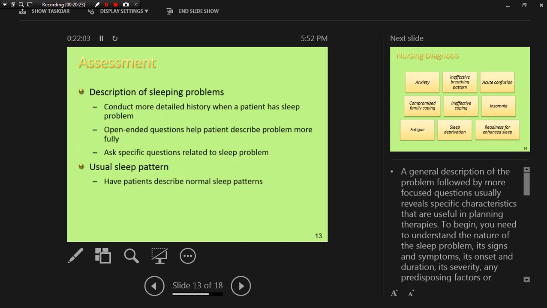All right, so if we looked at a more detailed description of the sleeping problems, right, we talked about that. We typically want to use open-ended questions, right? We want our patients to describe it in depth, narratively, in their own words, okay? And then we might get a little bit more specific with some direct questions.